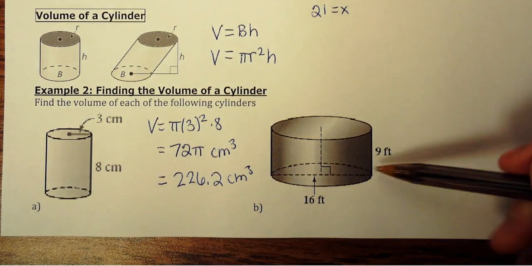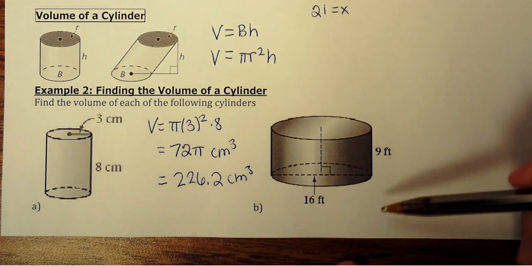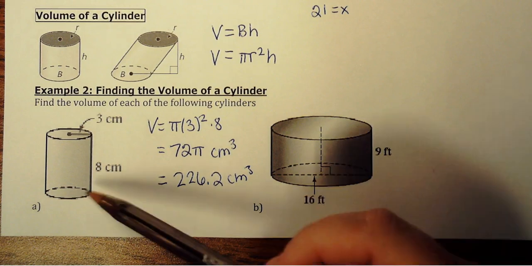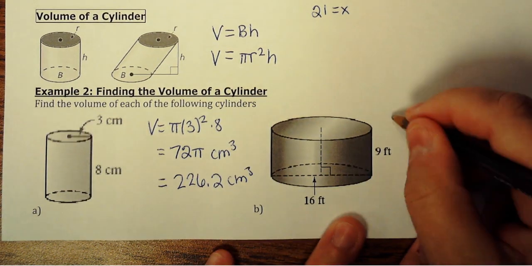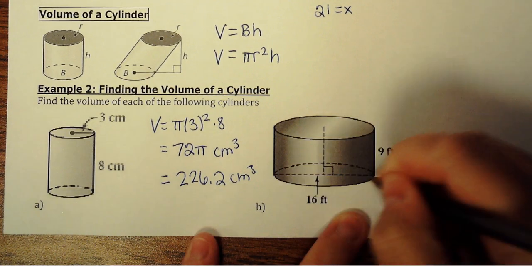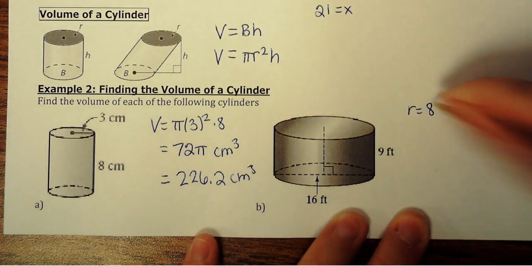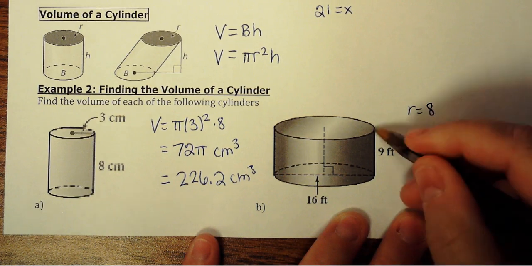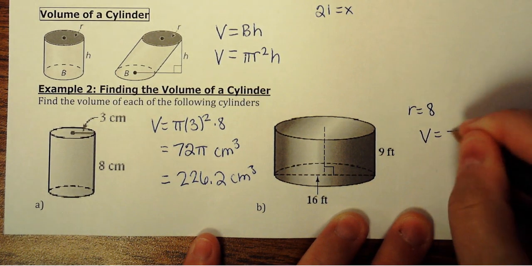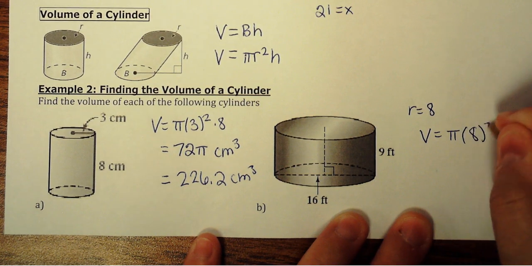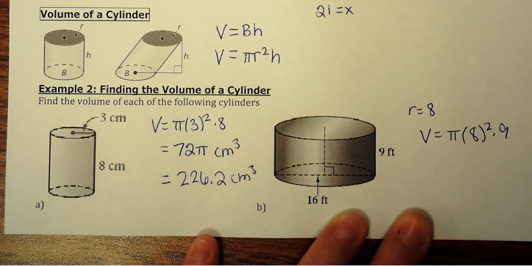The only thing I wanted to point out differently here is just be mindful, do they give you the radius or do they give you the diameter? Because the formula is going to require the radius. Here they're telling you the diameter is 16, so the radius would be 8. The height, the distance between the two circular bases, is the 9. So for volume, I do pi times 8 squared times 9.